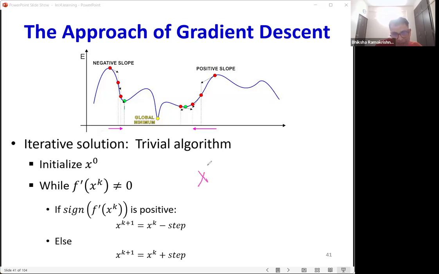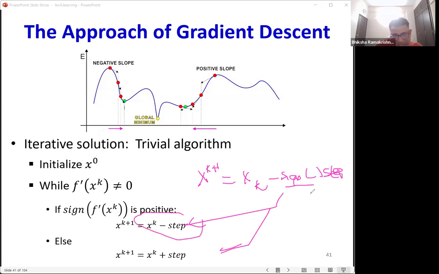I could just write xk plus 1 equals xk minus sine of derivative times step, correct? And you can verify that this satisfies both. When the derivative is positive, you end up with this guy. When the derivative is negative, you end up with this guy. This making sense to everybody?